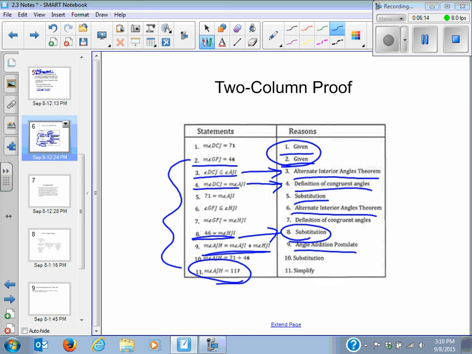I don't want to go through this whole thing because we haven't used alternate interior angles. We will be very soon. But those are examples of a 2-column proof. You just put your statement on one side, this is how to do the problem, kind of, and then this is the reason why you're doing what you did in that next step.